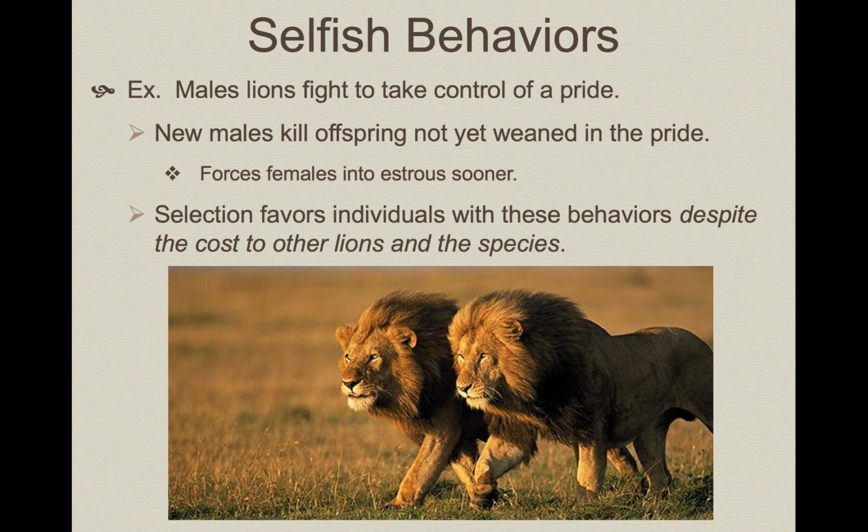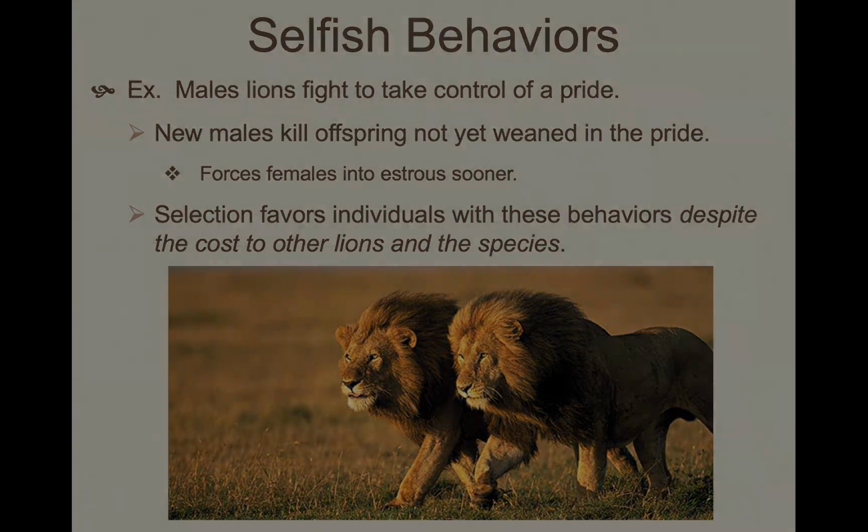So selection is favoring individuals with these behaviors, despite the fact that it is costly to other lions and actually may reduce the size of the population, and actually is costly to the species in that way, because we'll see later on this semester that small populations can suffer some genetic problems. So in the short term, this is not maybe what's good for the species. But the individuals with these behaviors, at least in the short term, are maximizing their fitness. And so these selfish behaviors should evolve as predicted by natural selection.